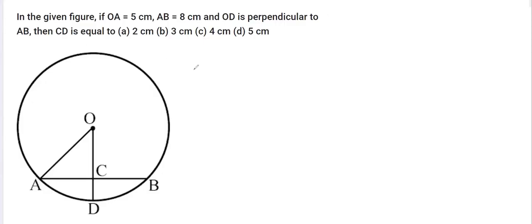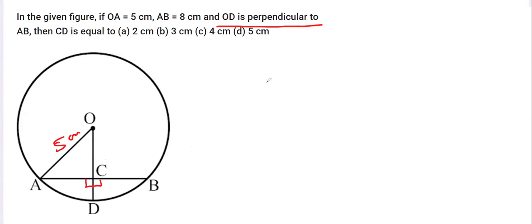Now the next question, we can see there is a figure given. It says OA is equal to 5 centimeters. So OA, I'm marking 5 centimeters. Clearly this is the radius of the circle. Further it says the length of AB is given as 8 and OD is perpendicular. So this is 90 degrees, right? This angle is 90 degrees, will be perpendicular. Then CD is equal to, we have to get the length of this CD.